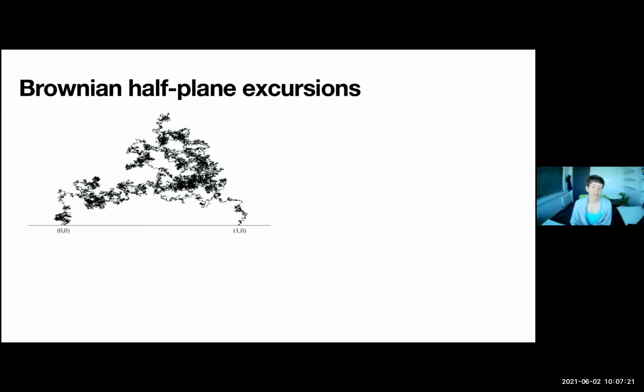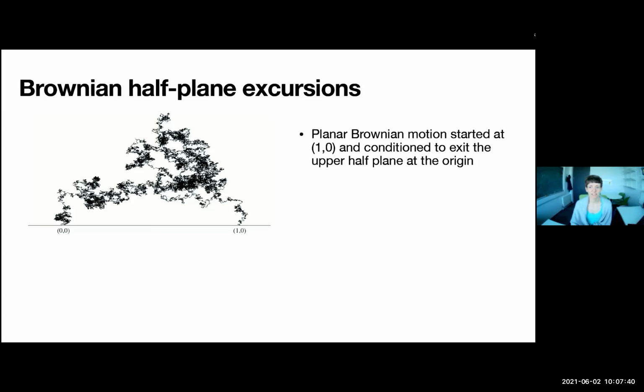That conditioning needs a bit of justification, because of course if you start a planar Brownian motion on the x-axis, it will immediately go below the x-axis. So conditioning on this event is actually conditioning on an event of measure 0, but we can make sense of this conditioning via a limiting procedure, and then we refer to this process as planar Brownian motion started at the point (1, 0) and conditioned to exit the upper half plane at the origin.